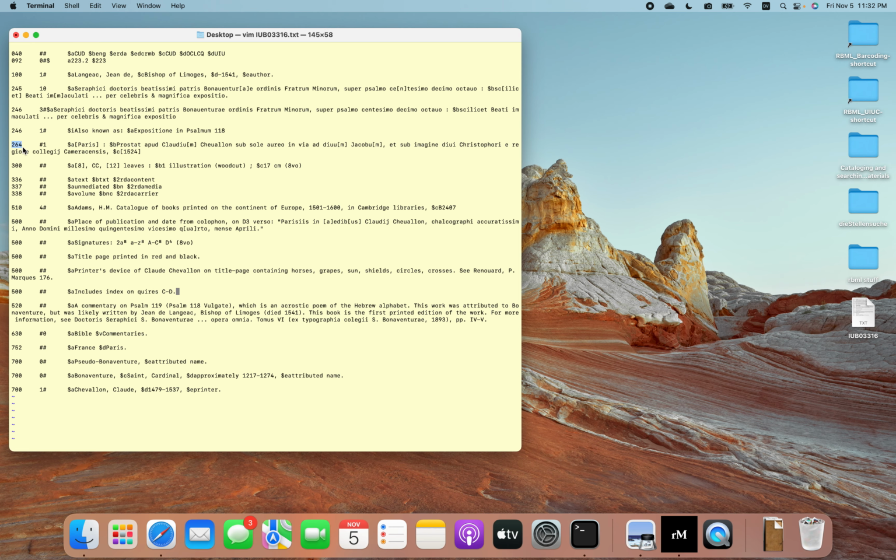So we have our 264. This is a local practice to use 264 with second indicator 1, as we just say that's the publication statement for the book. We don't use 260, we use 264 generally at the UIUC RBML. Like I said, I'm not representing them, I'm just saying that's what I've been told. That's our local practice. And what's not local practice is this here.